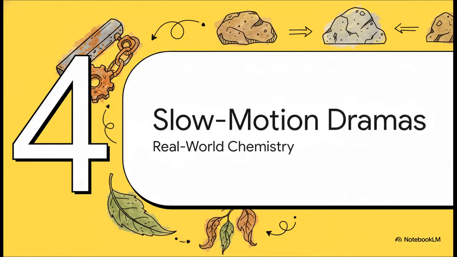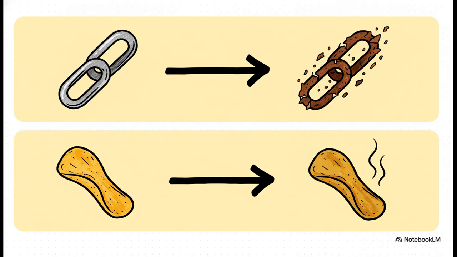Okay, so we've met the whole cast of characters. Now let's see them in action out in the real world. You know, not all reactions are some big flash in a test tube. Some of them are slow-motion dramas that unfold over days or weeks or even years. And you've definitely seen these two before, corrosion and rancidity. Both of them are just types of slow oxidation.